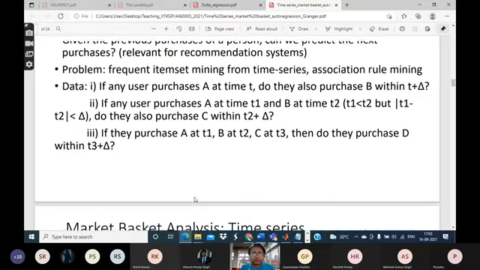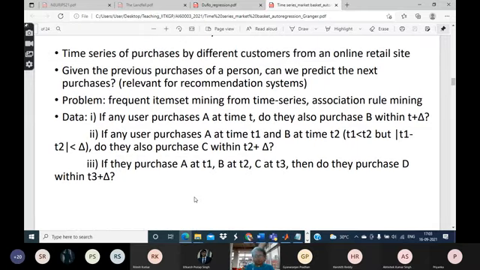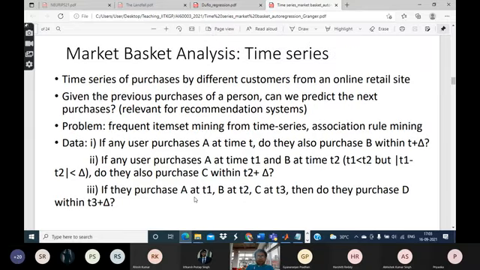Then we had started to discuss non-numeric time series analysis. One application of non-numeric time series which we had picked up was market basket analysis. Just to recap, what is market basket analysis? Suppose that we have a time series of purchases by different customers from an online retail site, like Amazon. The task is that, given the previous purchases of a person along with their corresponding timestamps, can we predict what the person is going to purchase next? And we had also discussed why this is important.